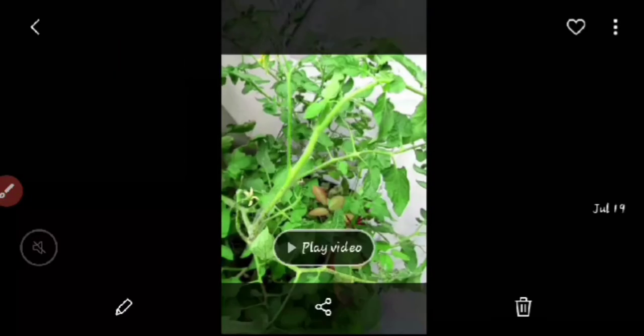Okay, can you see that a plant has been taken by me over here? यहाँ पे मैंने एक plant लिया है. So after this, what did I do?